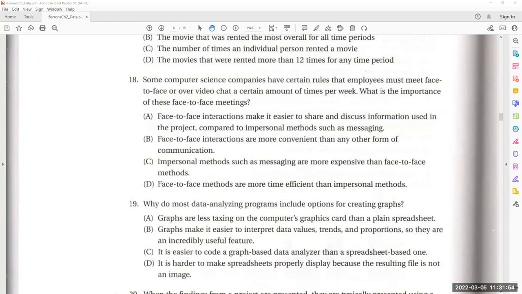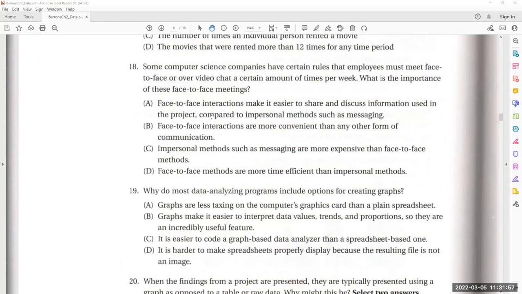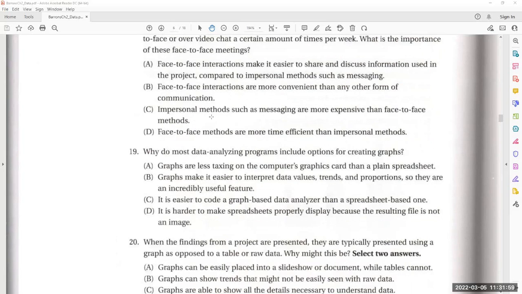Okay. Number 19. Let me have Emma, please. Number 19. B.